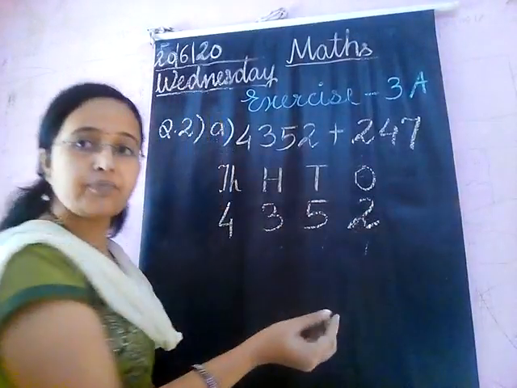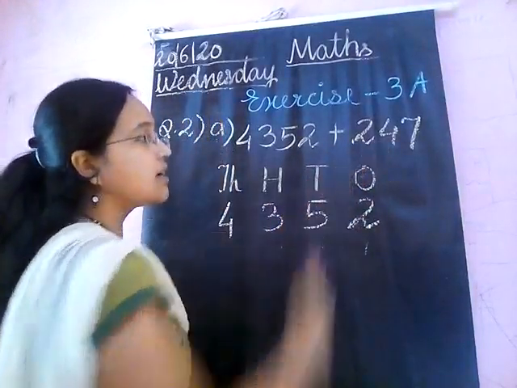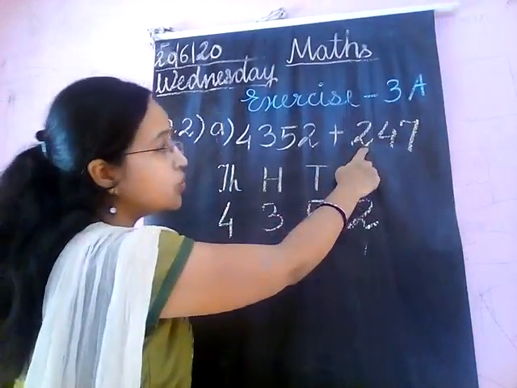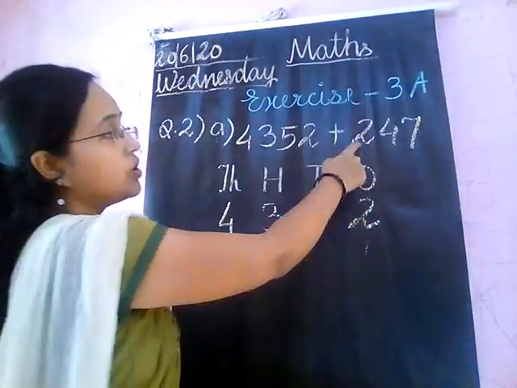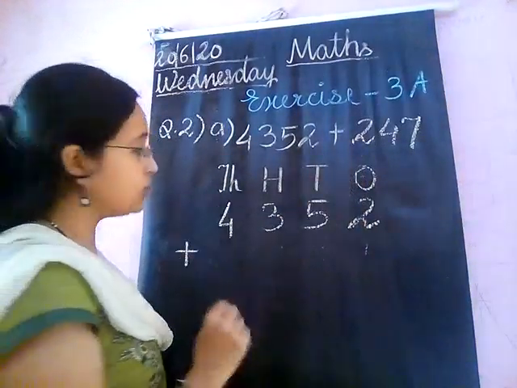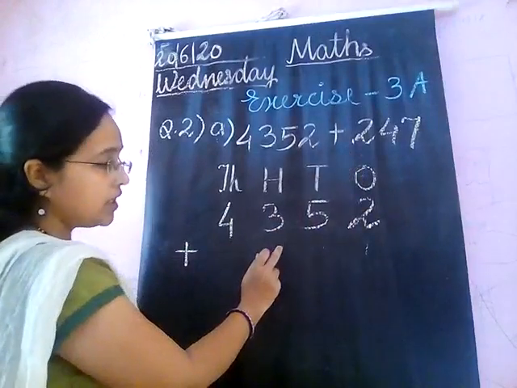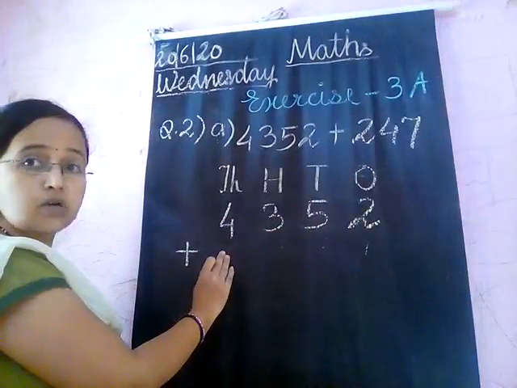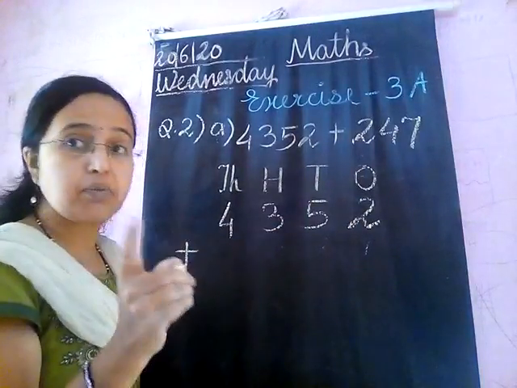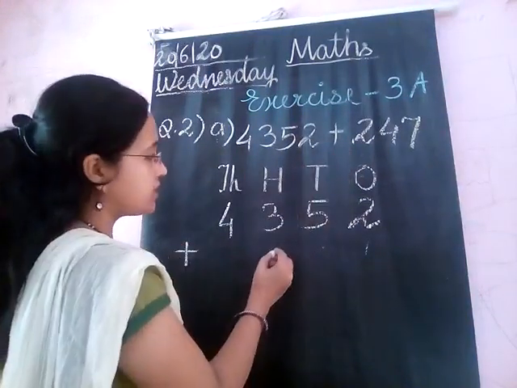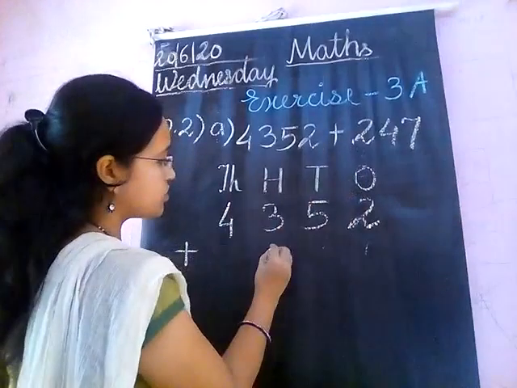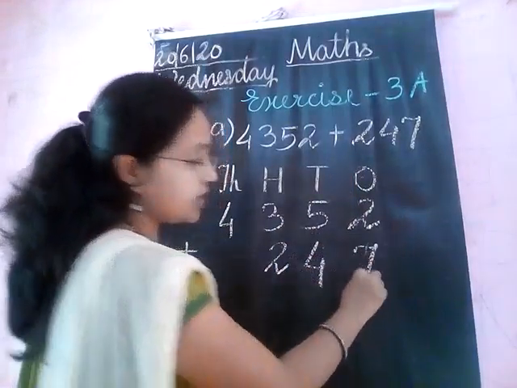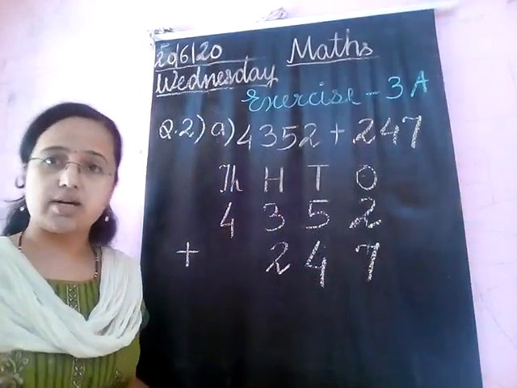Now we will write first number, that is 4352. Okay, and then we will write another number plus 247. So 2 is in hundreds column, so we will write this in hundreds column only. Okay, we will not start from this thousands place. Okay students, remember this properly. How to write? See carefully the places. So 200, 447. Like this only we have to write.